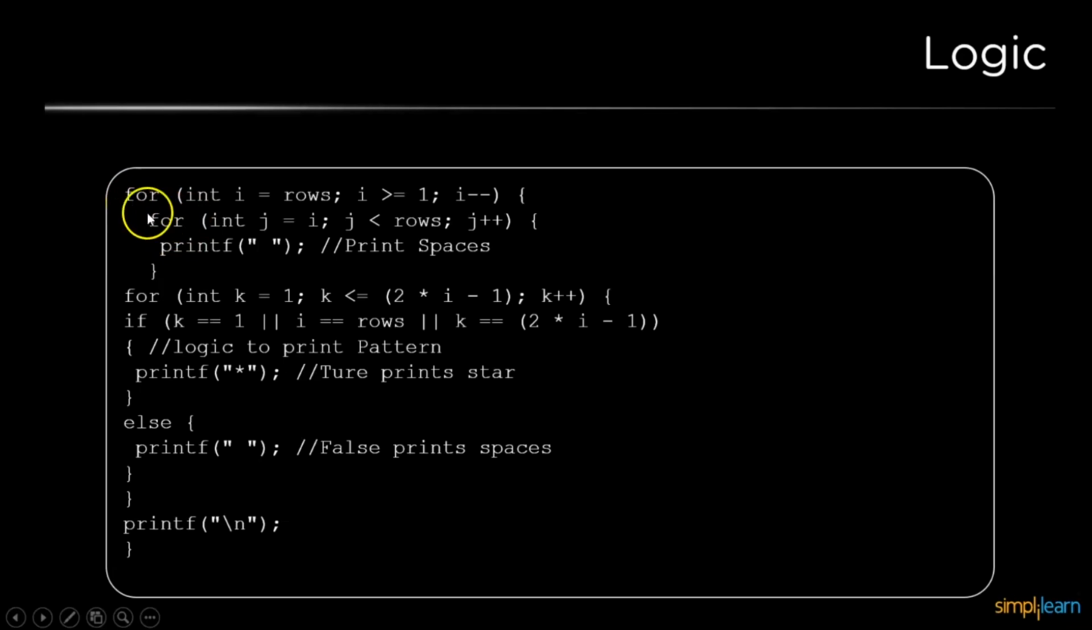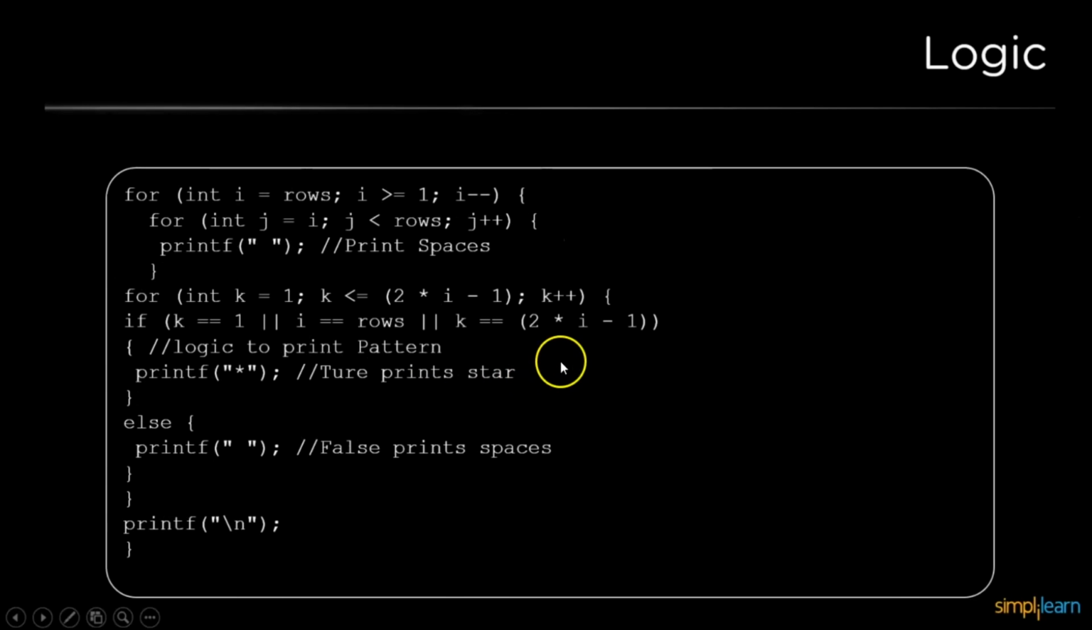So here the first for loop is used to print the spaces. The next for loop is used to print the stars. When the condition is true, it prints a star, else it will print the space. And once the condition is false, the control comes out and enters the new line. Then again it decrements the i value. So here we have i minus minus, which is the post decrement operator. So now let's try to run the program.